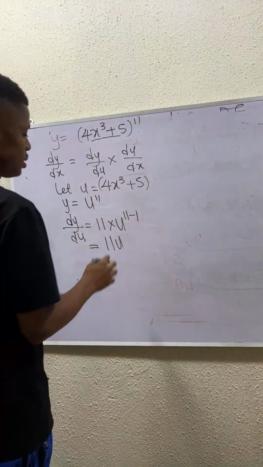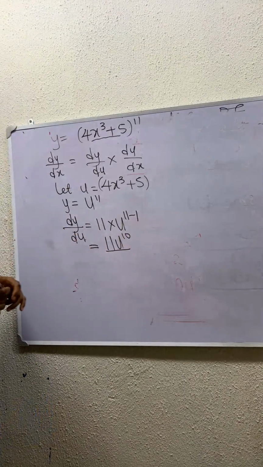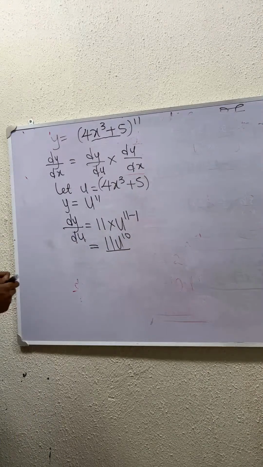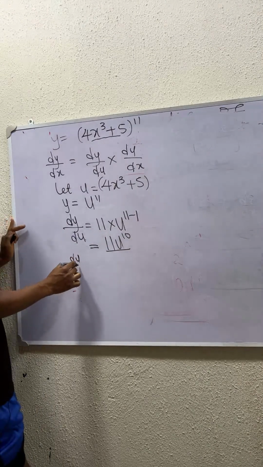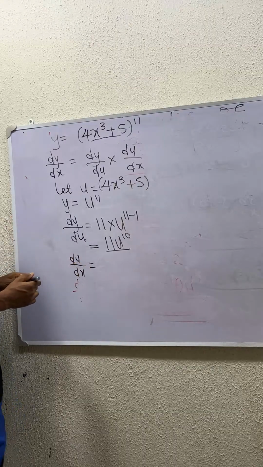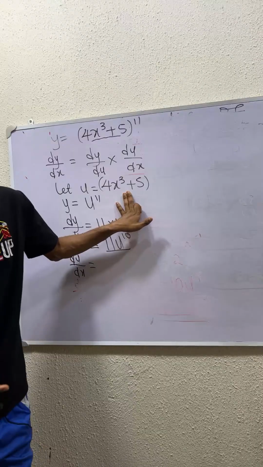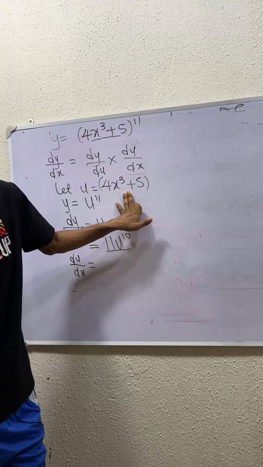11 minus 1 is 10. So this is differentiating y with respect to u. Then the next thing we do is differentiate u with respect to x. So to differentiate u with respect to x, this is our u. What do we do when we are faced with such differentiation?